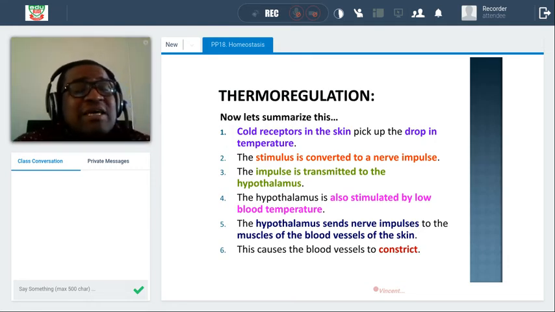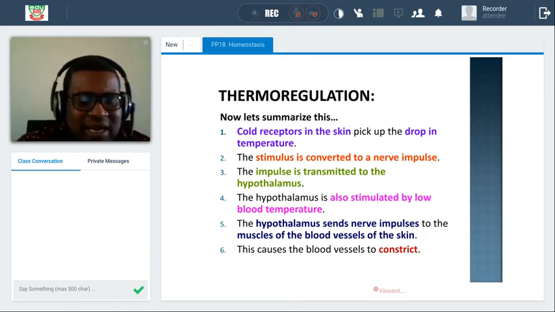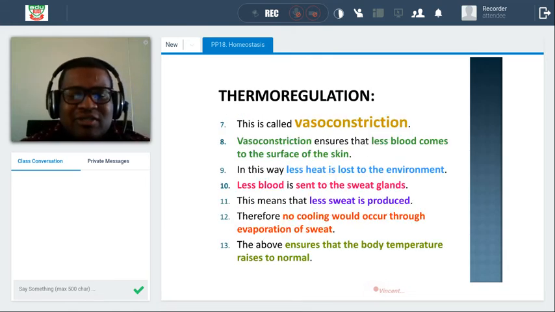That is why when the weather is cold, a light-skinned person will appear pale, because the blood vessels of the skin are constricted. So less blood flows to the surface of the skin. This is what we call vasoconstriction. In this way, the heat loss to the environment is reduced.